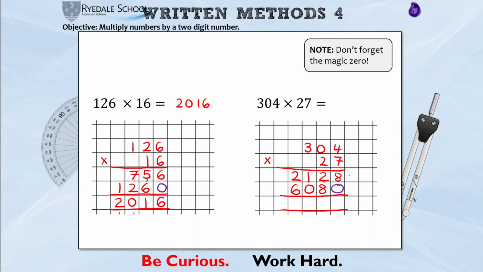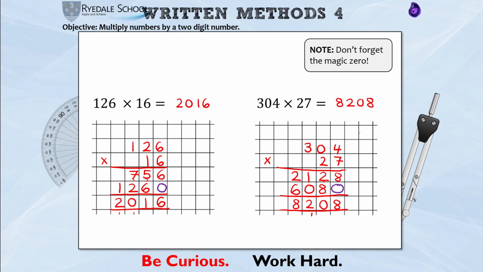All there is left to do is add them up. So 8 add 0 is 8. 2 add 8 is 10. So that's 0 and carry 1 to the next column. 10. 1 add the 1 that I've just carried is 2. And 2 add 6 is 8. So the answer to 304 times 27 is 8,208.